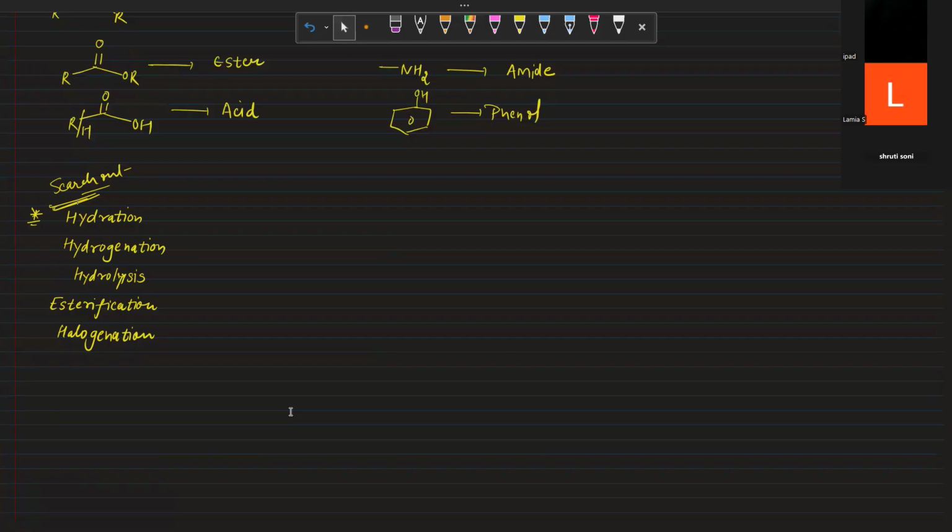Intermediate means there is a possibility of carbocation, carbanion, carbon free radical. So then the hydration reaction falls under that. Yeah. Do you remember that we studied a complete mechanism for hydration, like the protonation, then attack of nucleophile, then deprotonation? There are three steps. So that is a reaction mechanism for hydration.